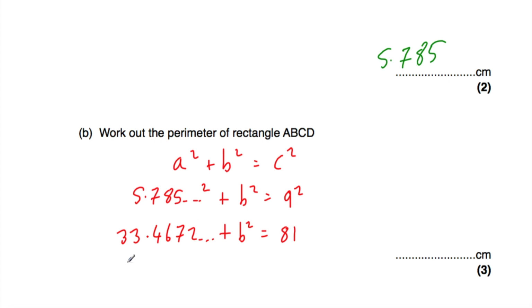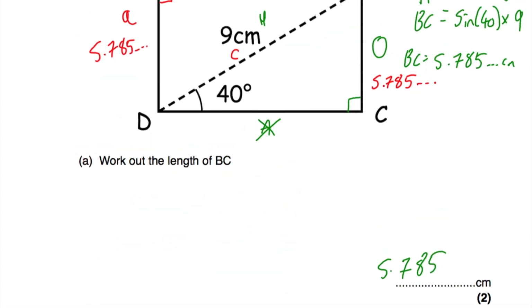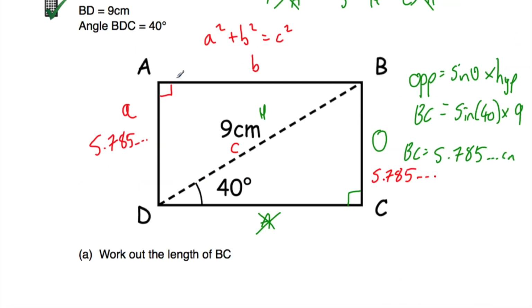So we've got the 33.4672 and so on, plus B squared is equal to 81. So if I take this away from both sides, if I subtract 33.46 and so on from the left hand side and the right hand side, that will leave us with just B squared on the left hand side, and that's equal to, I'm going to press 81, subtract answer, and that's equal to 47.5327 and so on. So that's B squared. If we go back up, that's B squared. We want to find just B because obviously we want to find the perimeter of this rectangle. So we're now going to square root to find B.